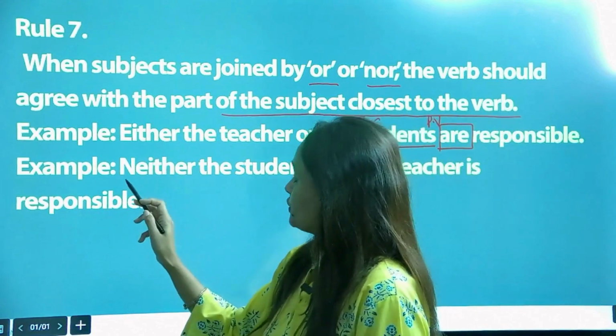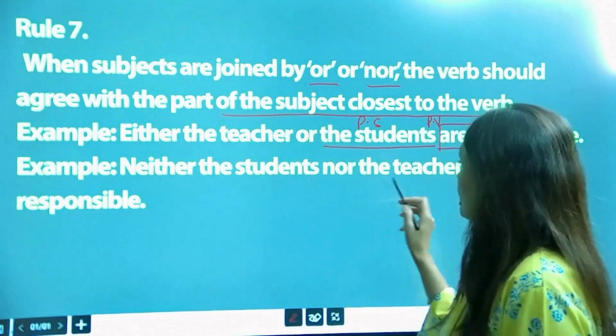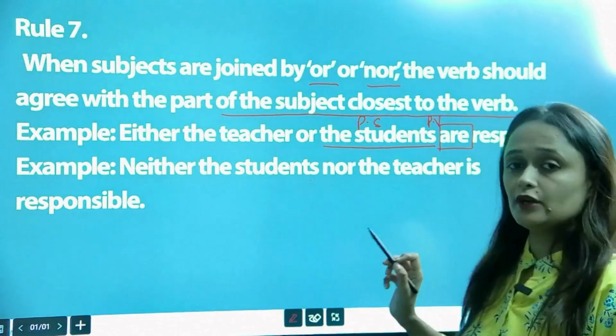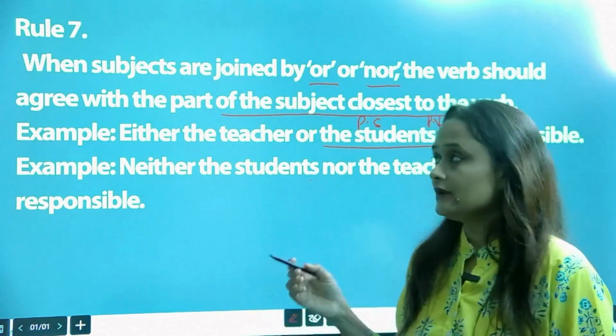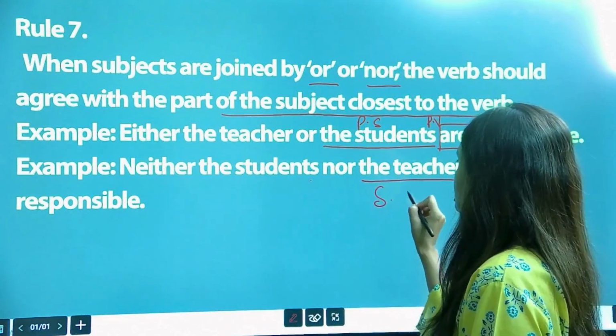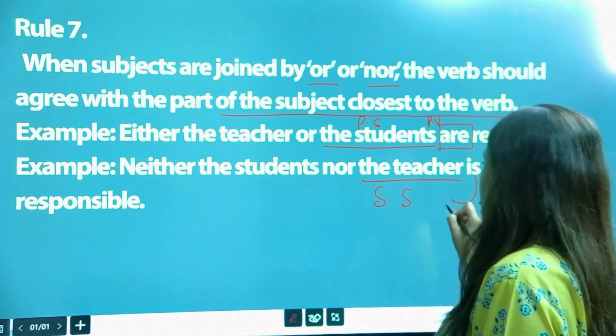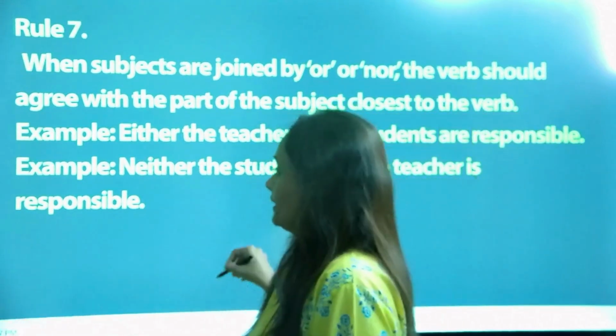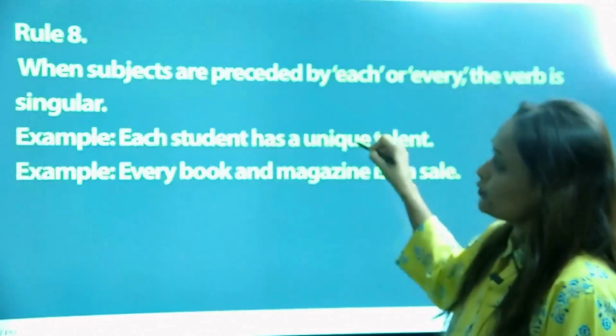Now sentence 2, neither the students nor the teacher. So now which is the nearest subject to the verb? That is the teacher. So the teacher is a singular subject, so a singular verb has been used here. Now, come to rule 8.